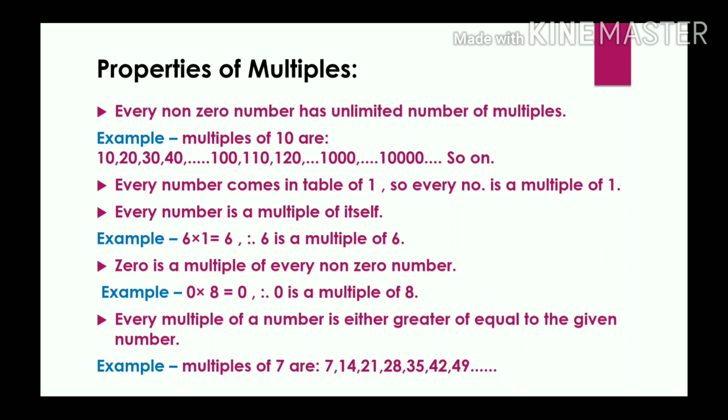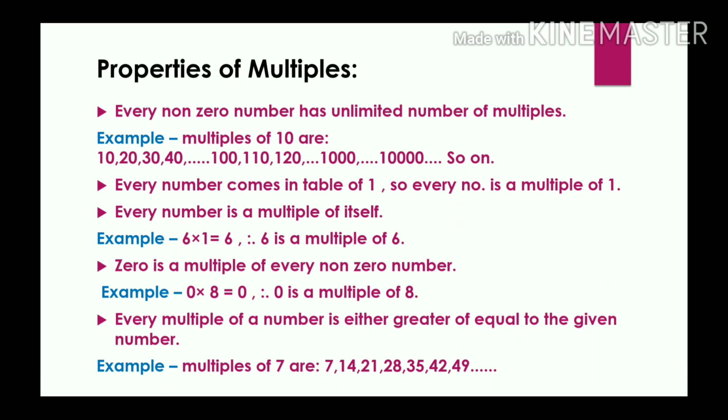Third, every number is a multiple of itself. For example, 6 multiplied by 1 is equal to 6. Therefore, 6 is a multiple of 6. Next, 0 is a multiple of every non-zero number. For example, 0 multiplied by 8 is equal to 0. Therefore, 0 is a multiple of 8.